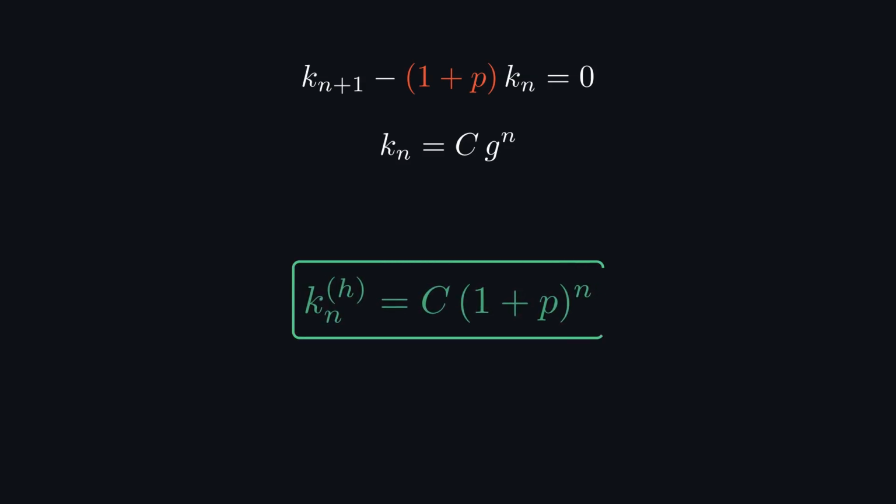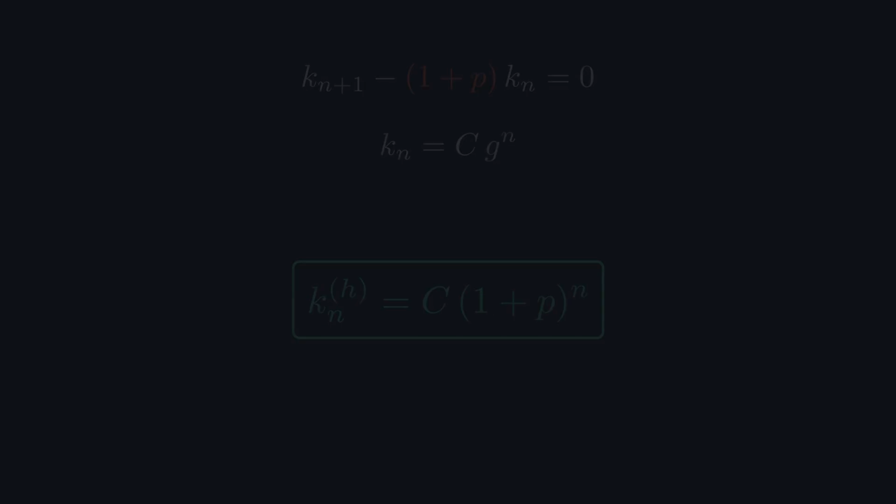Take the homogeneous piece first. Set the right side to 0, and every term is just a constant multiple of the one before it. That's the fingerprint of a geometric sequence. Guess a solution of the form c times g to the n, plug it in, and the g pops right out. g equals 1 plus p. So the homogeneous solution is c times (1 plus p) to the n.